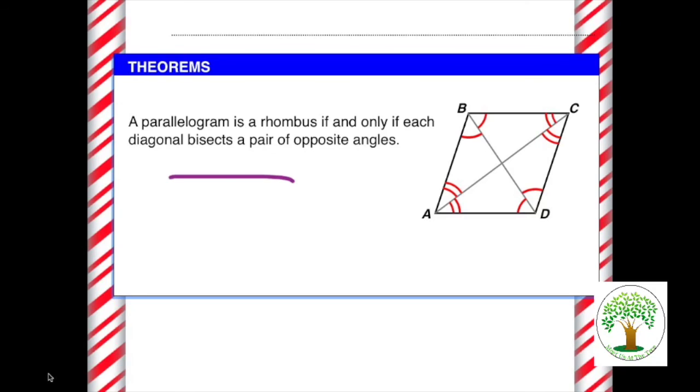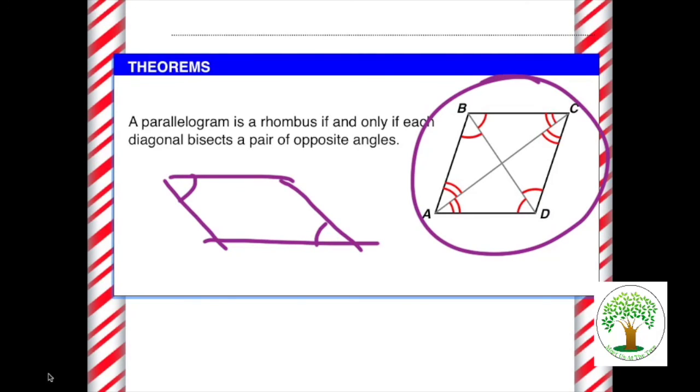Okay, so I'm going to draw just a parallelogram that's not a rhombus. What do we know about opposite angles? They're congruent. So is this a parallelogram? Yes. So all of the properties of a parallelogram apply to rhombuses plus these extras. The question is, do these apply to squares also? Is a square a rhombus? Yes. So these apply to squares also.